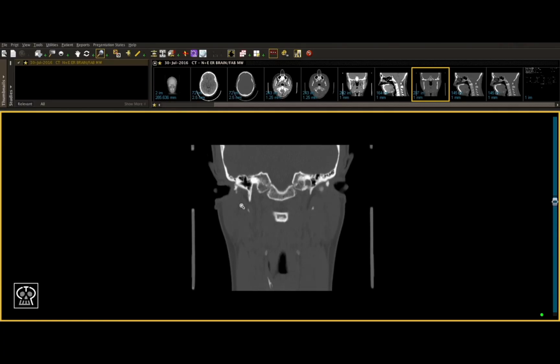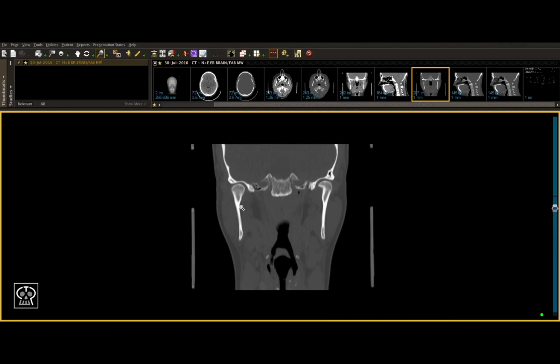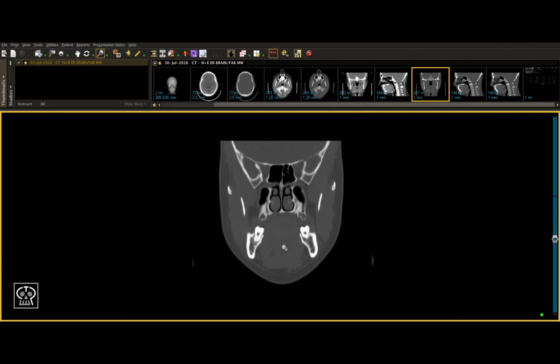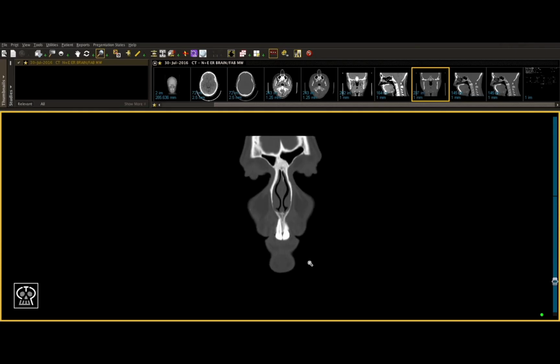Once again, we make sure to scroll all the way through to make sure we're not seeing any displaced fractures or breaks in the cortices. And once we're done with the right side, we'll scroll all the way to the front and do the exact same thing on the left side.